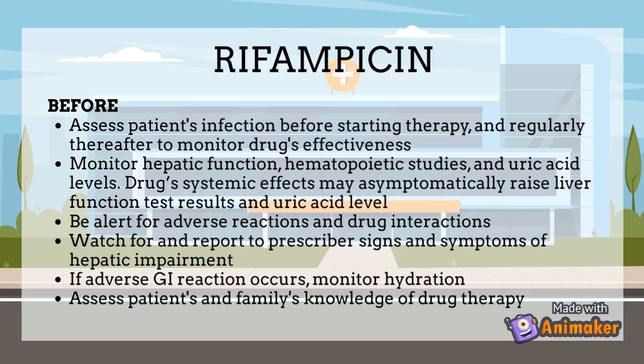Before administration, the nurse must assess the patient's infection before starting therapy and regularly thereafter to monitor the drug's effectiveness. The nurse must monitor liver function, hematopoiesis, and uric acid level. The nurse must be alert for adverse reactions and drug interactions, and must watch closely for signs of hepatic impairment. If adverse GI reactions occur, the nurse must monitor hydration. And lastly, the nurse assesses the patient's and family's knowledge of drug therapy.